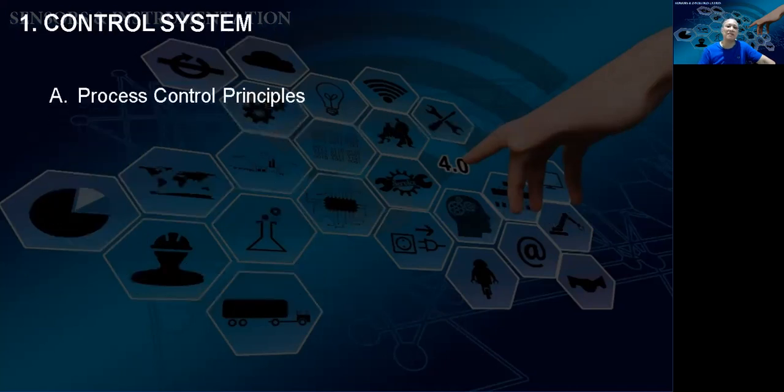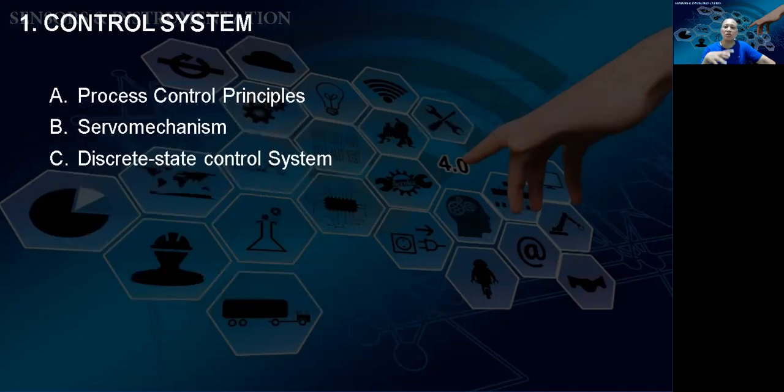Let's look at control systems. There are 3 here. Process control principles is like an ongoing process control. And then there is another one, servo mechanism. Servo means to follow, to track. So some actuator activity will follow a track or a target, forcing something to go somewhere, things like that. And then the discrete state control system, because this is digital.